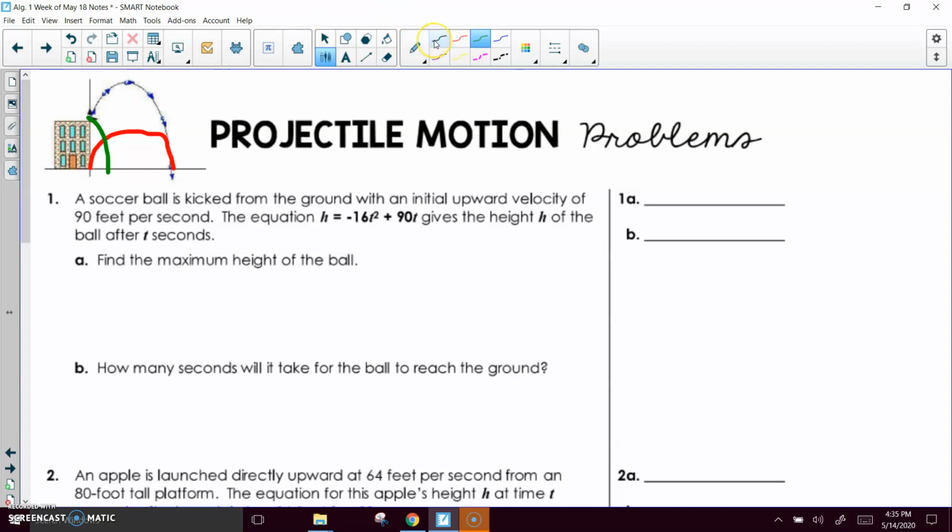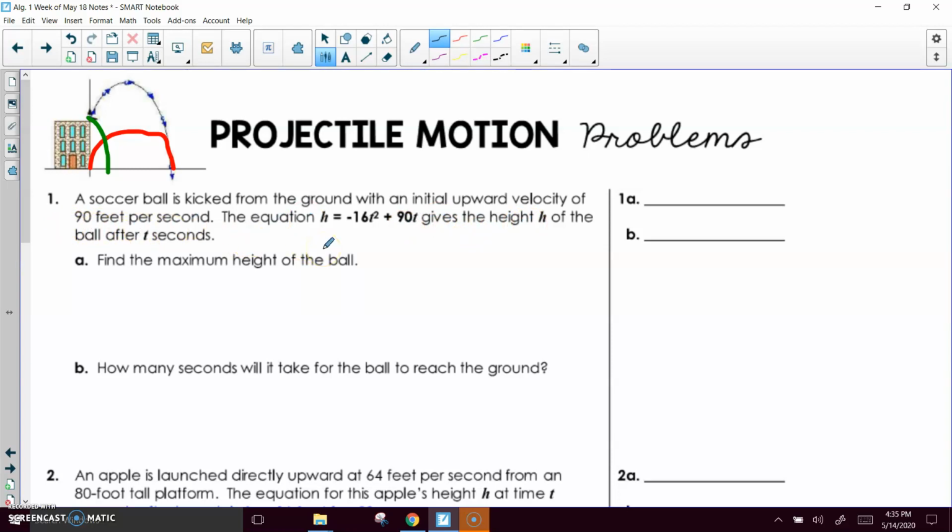Number one, a soccer ball is kicked from the ground with an initial upward velocity of 90 feet per second. Upward velocity means the force behind the ball. It's nothing you have to know or understand. The 90 is just what comes into play in this equation. The negative 16 has to deal with gravity. They'll always give us the equations, though. You're not going to have to come up with the equations. The equation h equals negative 16t squared plus 90t gives the height h of the ball after t seconds.